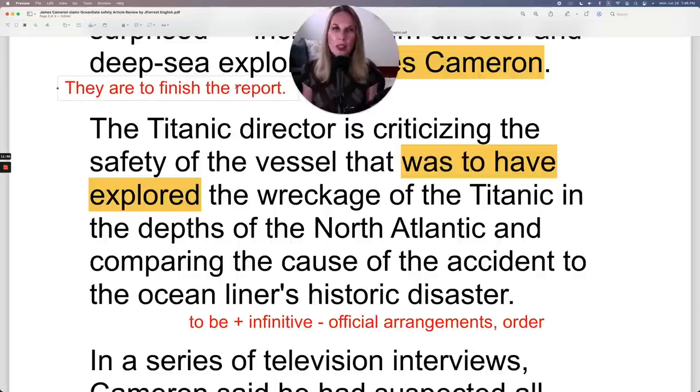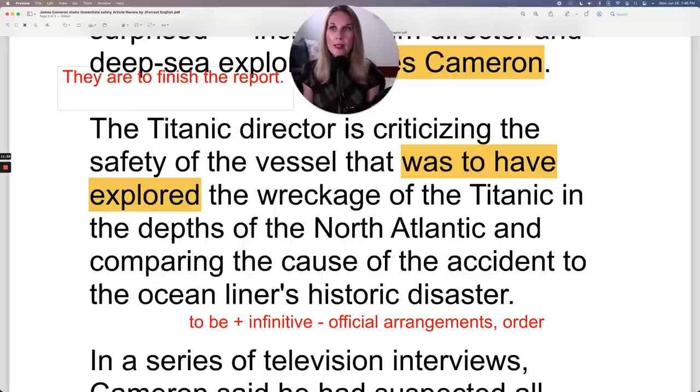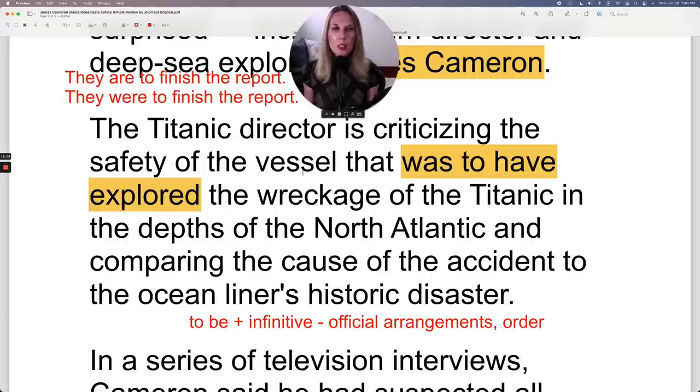But you can put this in other verb tenses. Right now, what verb tense is this in? The present simple. So you could put this in the past simple. They were to finish the report. And that's what you see here.